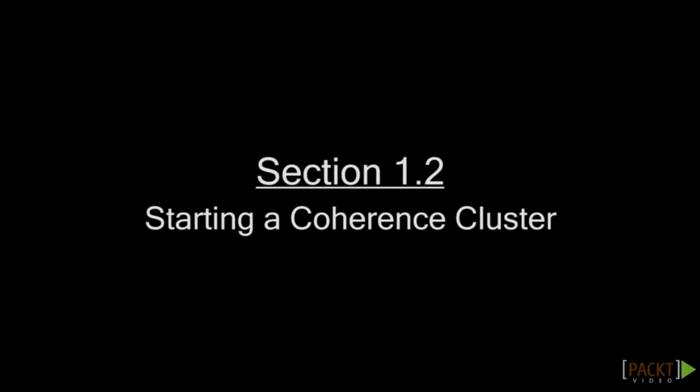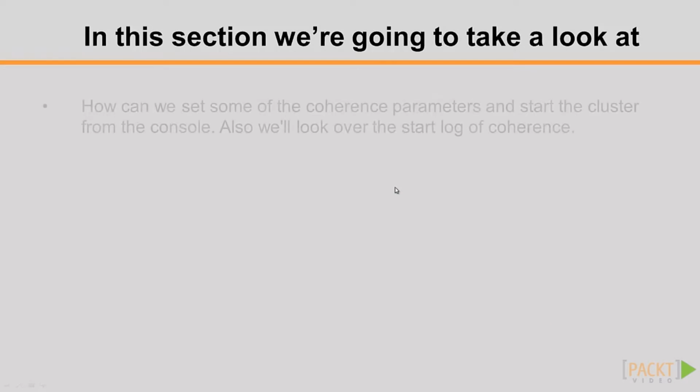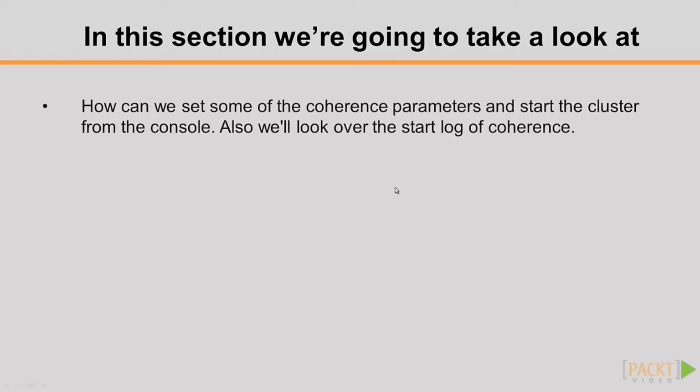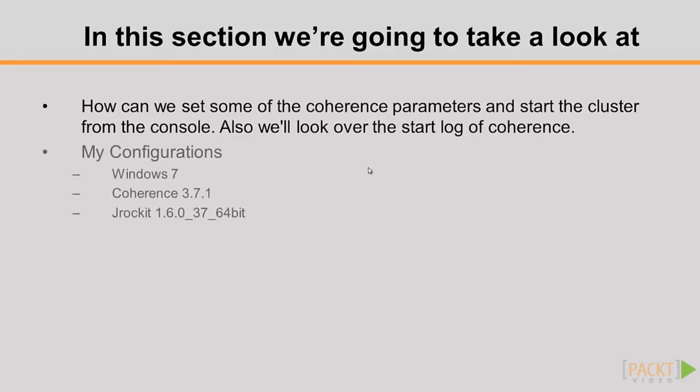Now that you've got Coherence downloaded, it's time to get started. In this video, we'll see how to set up some Coherence parameters and start a cluster from the console. We'll also look at the Coherence start log. Before getting started, you should have downloaded and extracted Oracle Coherence to your workspace. You'll need at least version 3.7.1.